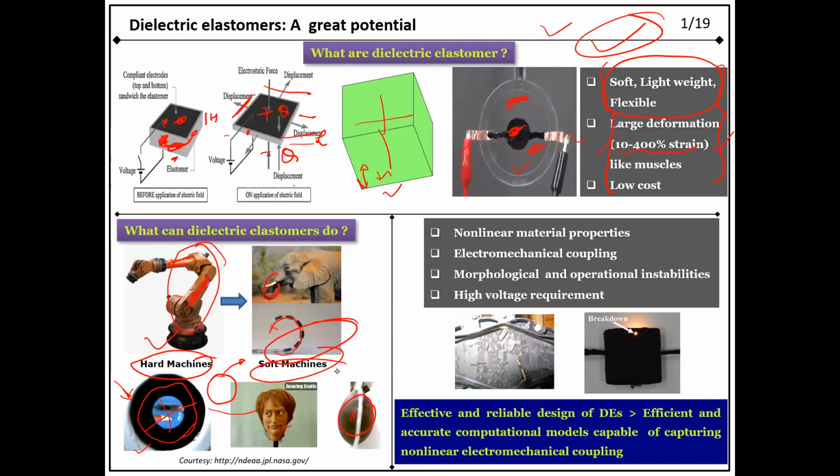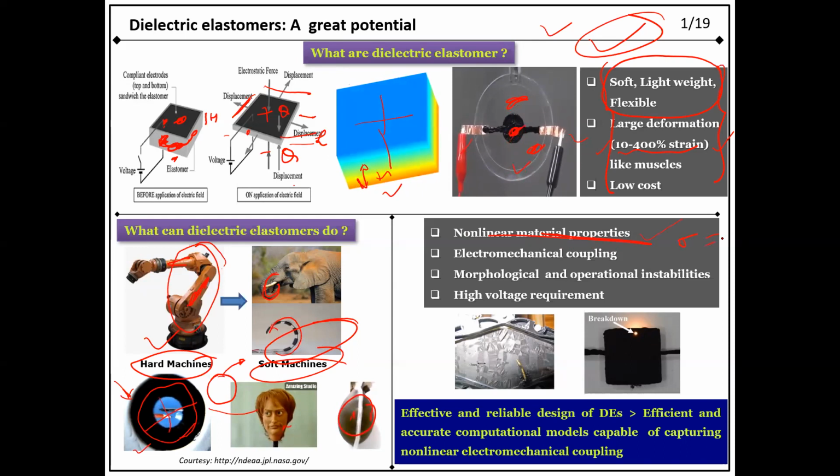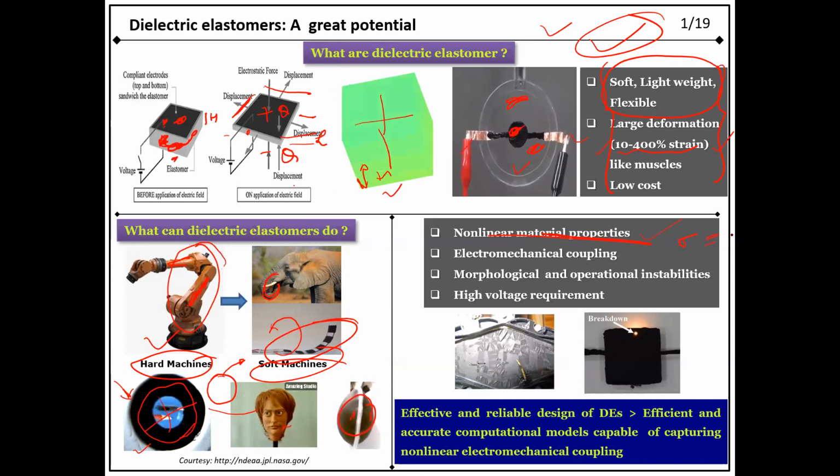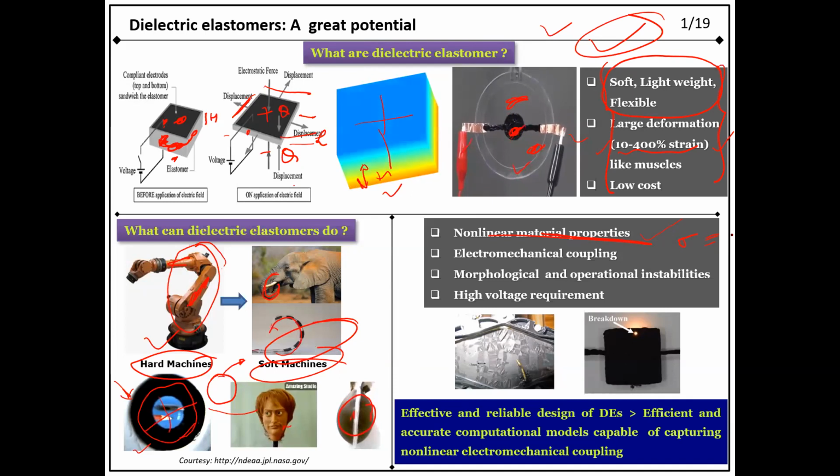Okay, so when we talk about the modeling part, these materials exhibit non-linear material properties. It means that the stress-strain relationship is not linear. If you talk about Hooke's law, the stress-strain relationship is linear. But for such kind of material, within the elastic limit, the relationship is not linear. So these are non-linear materials.